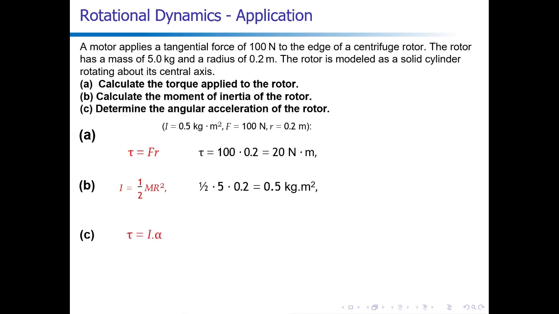Now we use the rotational version of Newton's second law, where torque is equal to the moment of inertia multiplied by the angular acceleration, or alpha. Solving for alpha, we get 20 divided by 0.5, which comes out as 40 rads per second squared. That's a pretty high angular acceleration, meaning that the rotor will spin up quickly under this torque.